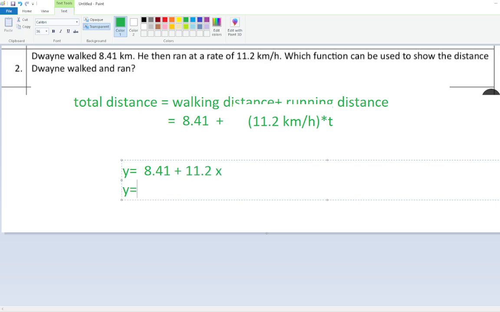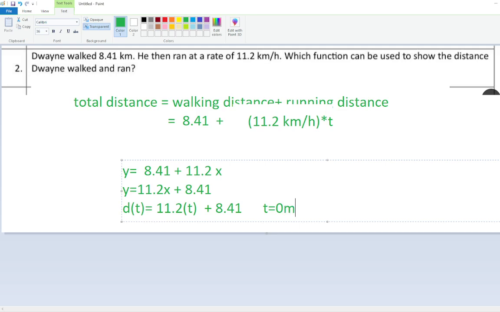We rearrange that. It's very clear what kind of graph this is. The line, but we put it in functions. Distance based on time is equal to 11.2 times the time plus 8.41, which is considered the constant. We can see it times 0. When time is 0, distance is 8.41, which makes sense because he walked 8.41.